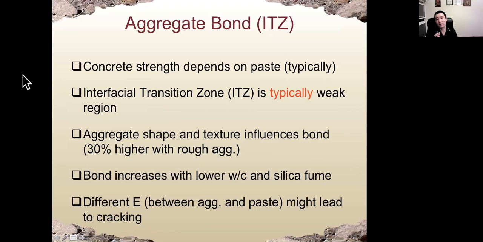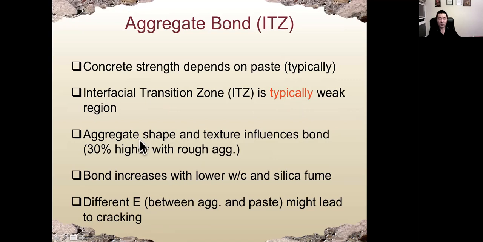Let's talk more about the ITZ, the boundary between the coarse aggregate and the cement paste. The strength of the concrete depends on the cement paste and the ITZ, typically. I say typically because for high strength concrete, the weakest link could be the aggregate. The ITZ, which we also call the interfacial transition zone, is again typically the weak region.